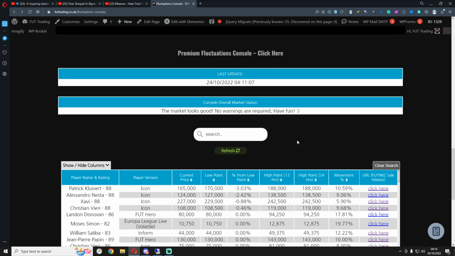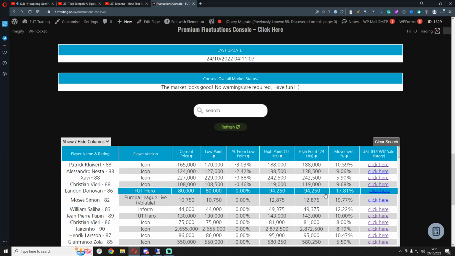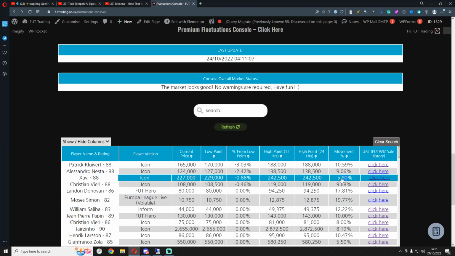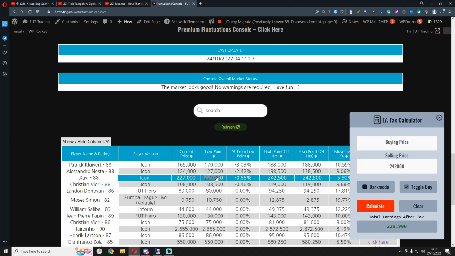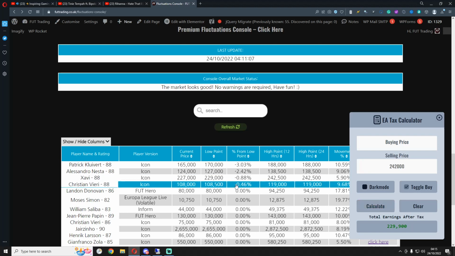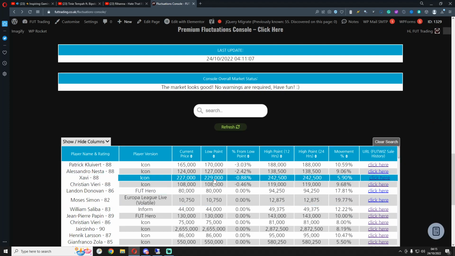Now why I say to use the premium fluctuation page is because on that page, it only shows you ones that move more than 9.5%, because something like this at 5.9%, if the low point is 229 and the high is 242, let's say you aim to sell for the high, when you sell for 242, you're only going to get 229,900 coins. So buying at the low isn't good unless you snipe the card. So if you're looking at icons overall of fluctuations, you may want to use this page and just pay attention to the movement percent unless you're getting a good snipe, okay?